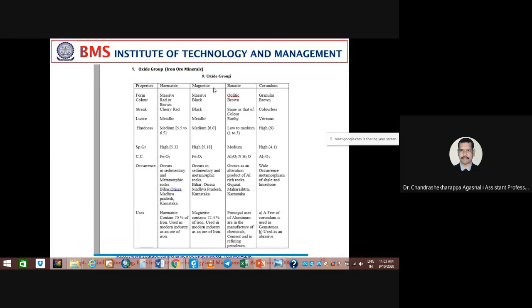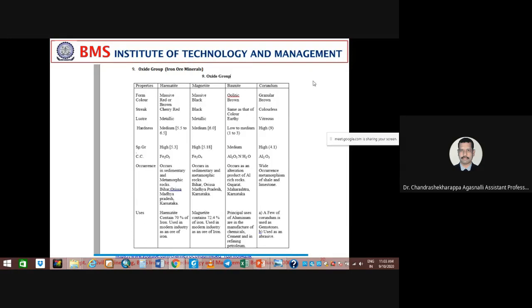Magnetite, hematite, and bauxite are the three minerals that are very important from the industry and economic point of view. We use magnetite and hematite for the extraction of iron and steel, and bauxite for alumina. Corundum we generally use for gemstones. And how does it look? What are the main physical properties of hematite now?